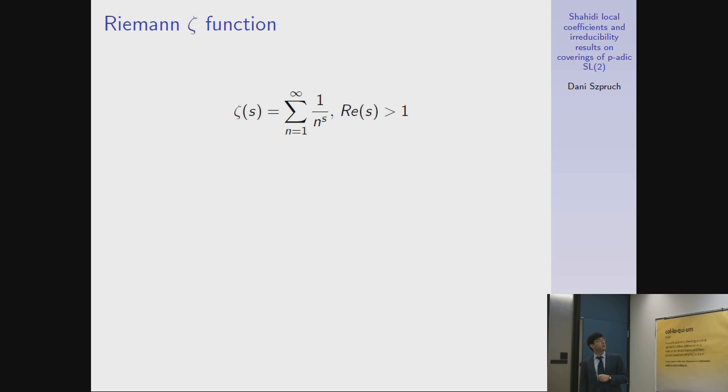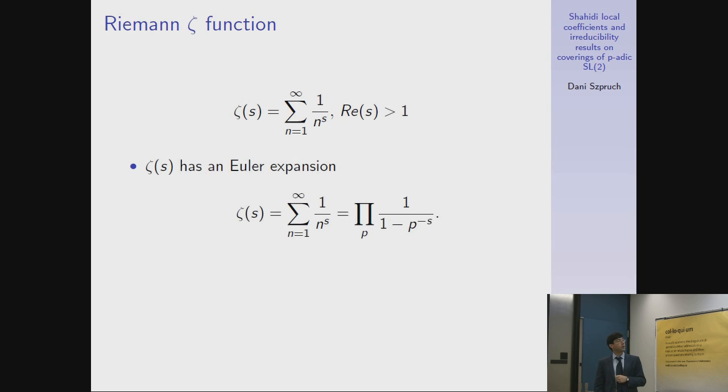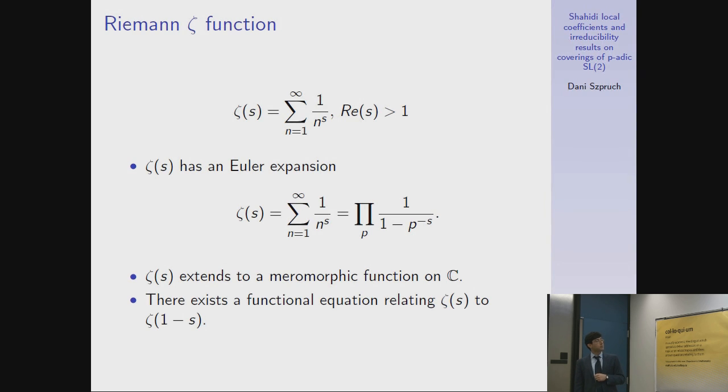It is defined as this series for s greater than 1. It has an Euler expansion. It extends to a meromorphic function on C. And then it possesses a functional equation relating zeta(s) to zeta(1 minus s). So for instance, the fact that clearly when s tends to 1 you have a pole means that you have infinitely many primes. Otherwise this wouldn't diverge. So the analytic properties of the zeta function prove Euclid's theorem.